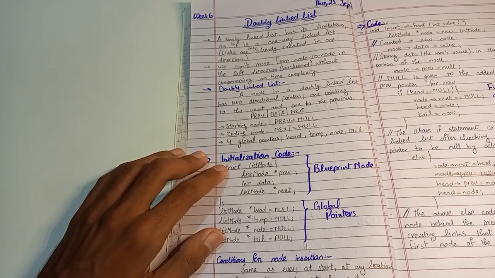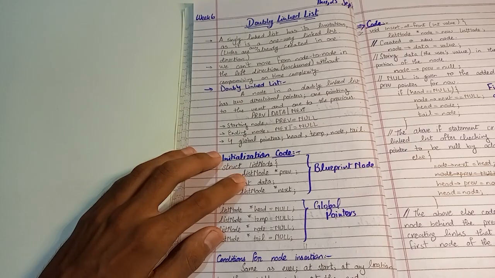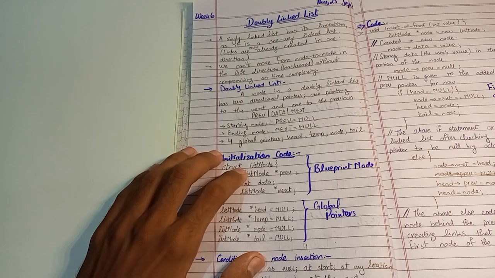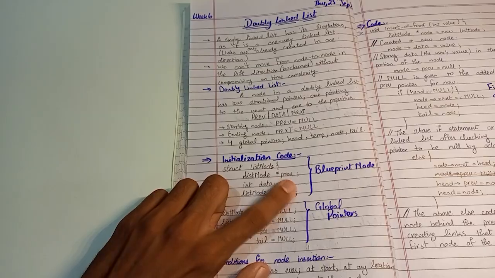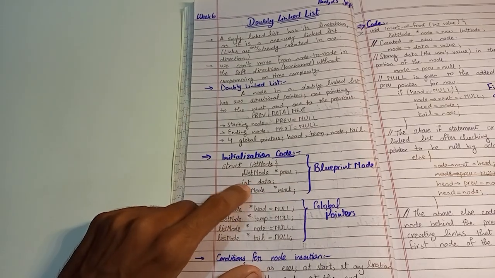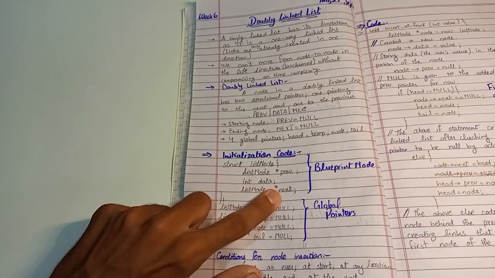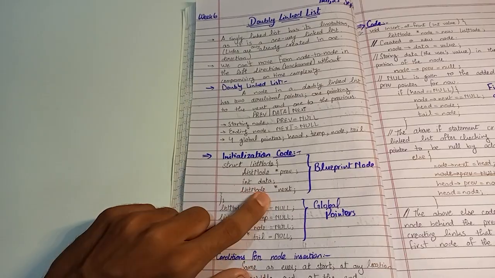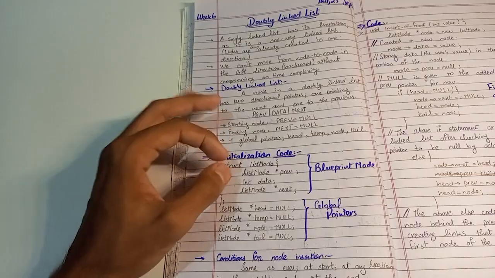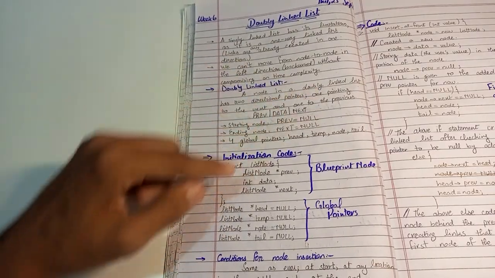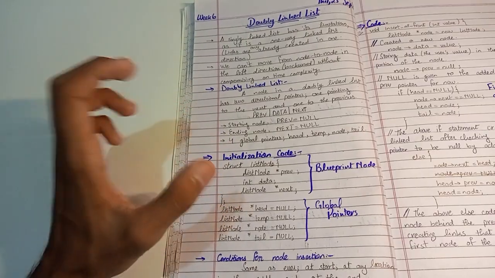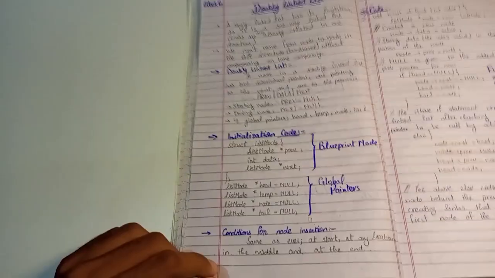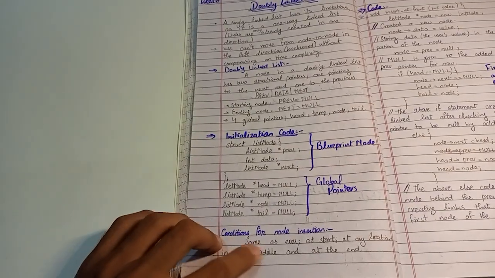Before that, we have the blueprint node, which is basically how a node is designed, how a node is structured. We made a structure called list node, and then we made a pointer in the structure called prev. Then we have the data part, which holds the data, and then we have the next pointer. These three things, previous, data, and next, are the blueprint node, which means the structure of a node. Going down, we have the conditions for node insertion.